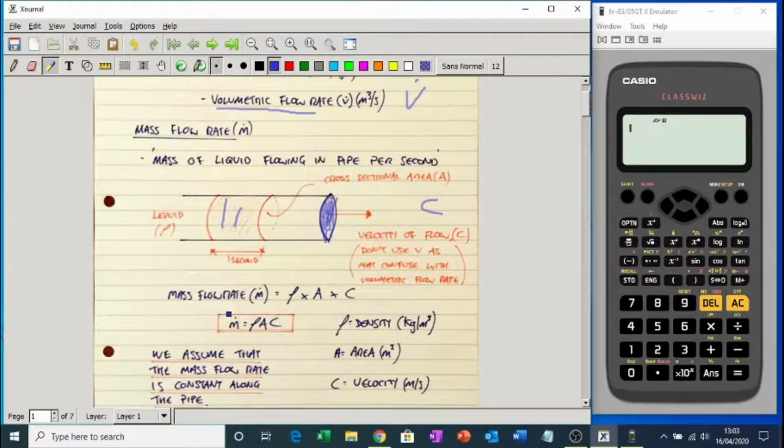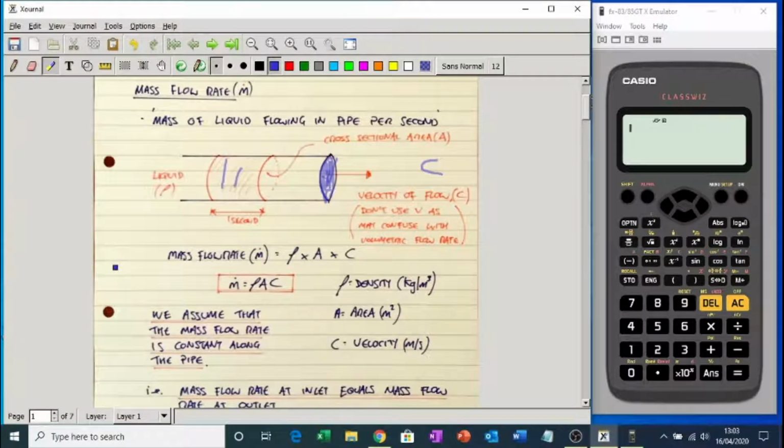Now there is a way you can work this formula out, but if you go to HNC or further mechanical principles, we'll show you how to work that out. But here's the formula. So the mass flow rate is density, that's going to be linked to volume, obviously, and mass. So density times area times this velocity, the flow velocity. So mass flow rate is the density of the liquid, whatever that is, times the area of the pipe, times by the flow.